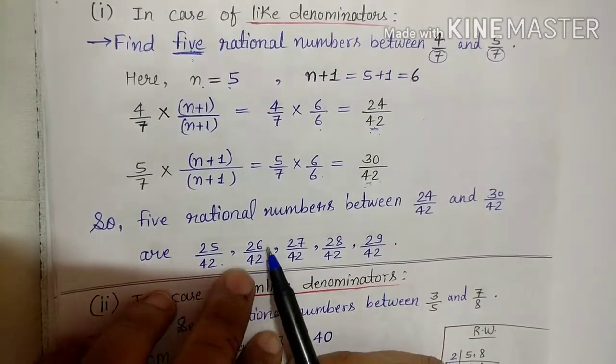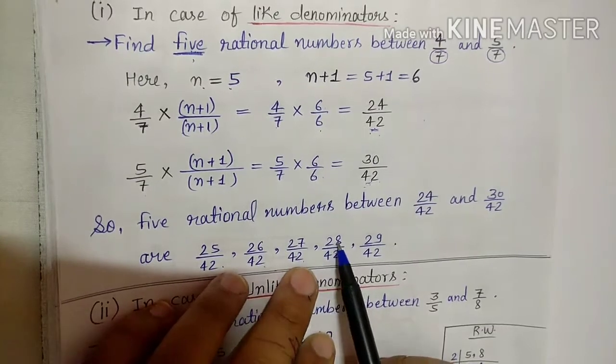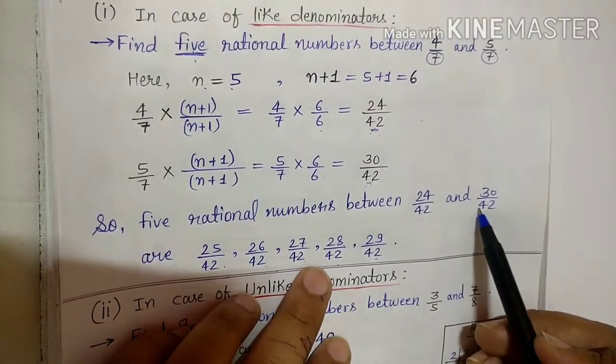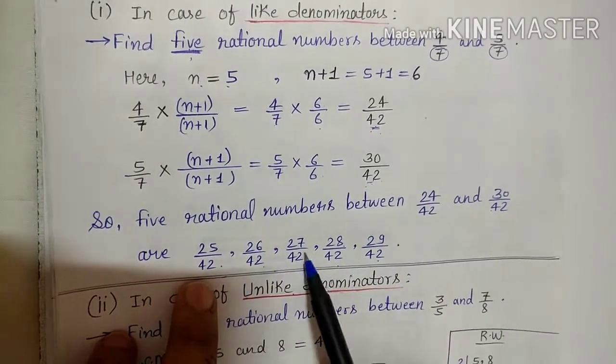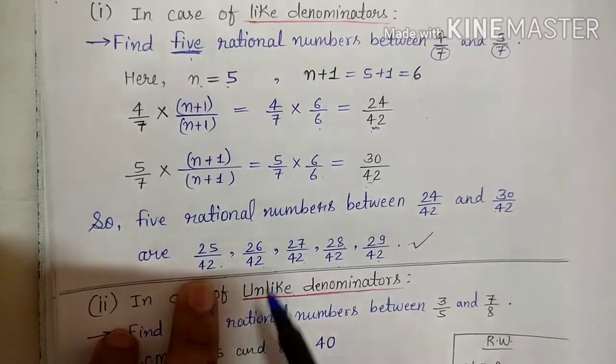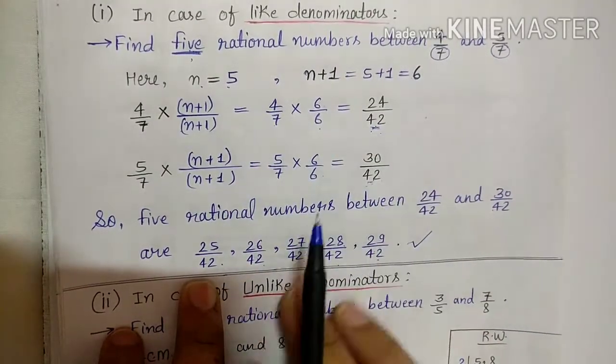After 25, 26 upon 42. After 26, 27 upon 42. After 27, 28 upon 42. And after 28, 29 upon 42. And the last number is already given, 30 upon 42. So 1, 2, 3, 4, 5. So in this way we have found 5 rational numbers between the given two rational numbers. Is it clear to you?